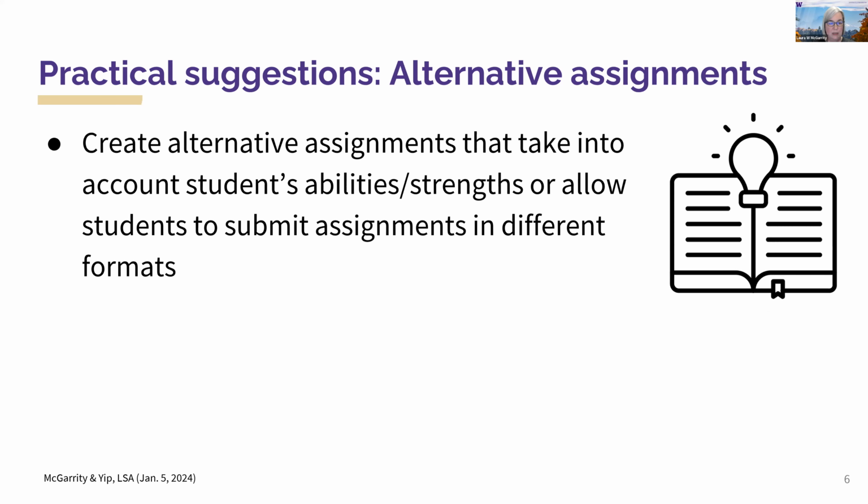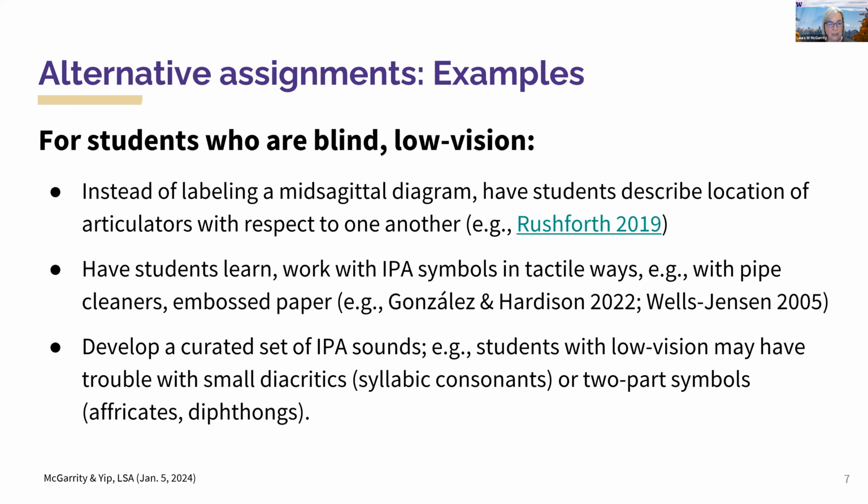Beyond classroom strategies, another strategy would be to create alternative assignments that take into account the student's strengths and abilities, or to allow students to submit assignments in different formats, such as video or voice recordings instead of just written answers. As some examples of alternative assignments, for students who are blind or low vision, instead of the classic labeling of the mid-sagittal diagram exercise, you might have students describe the location of articulators with respect to one another instead. You might have students learn and work with IPA symbols in tactile ways in addition to just in visual ways, such as by working with pipe cleaners or embossed paper.